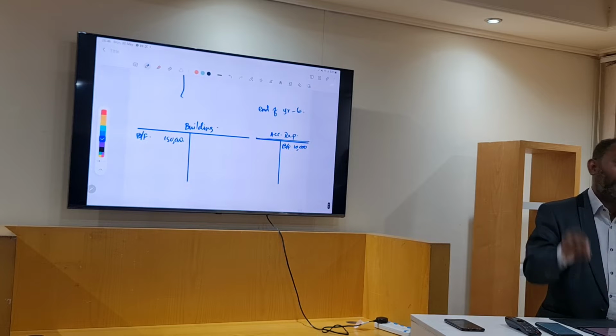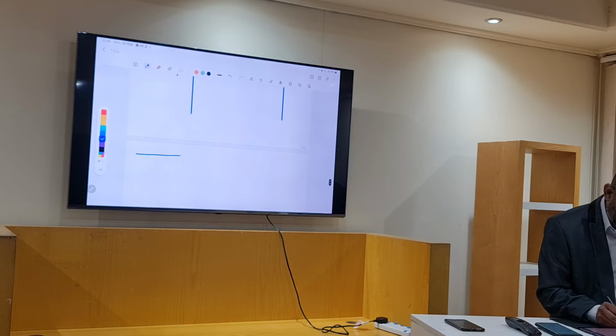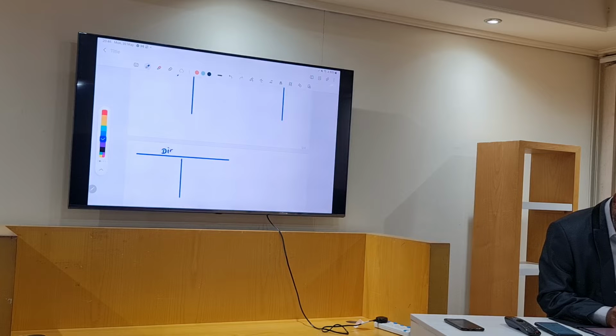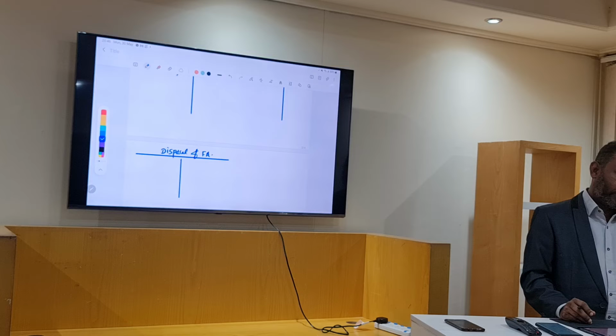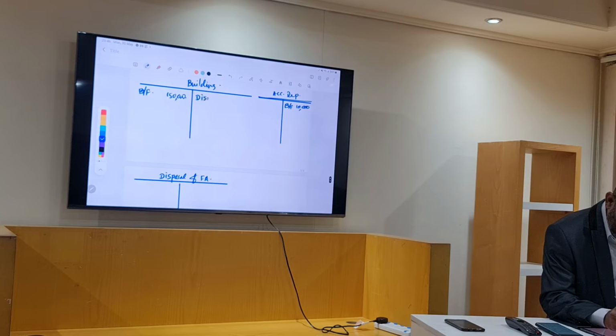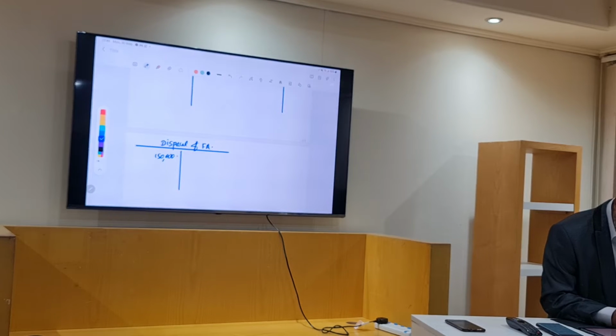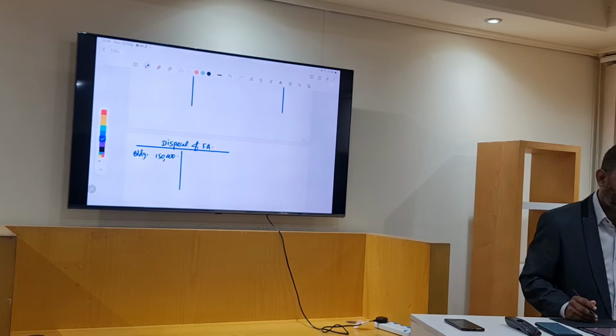Now the question is, we are selling this asset for 170,000. What is the profit or loss on this disposal? What you need to do is open up a disposal of fixed asset account. How much is the cost here now? I transfer this 150, so this will come here, coming from the building account. Correct?